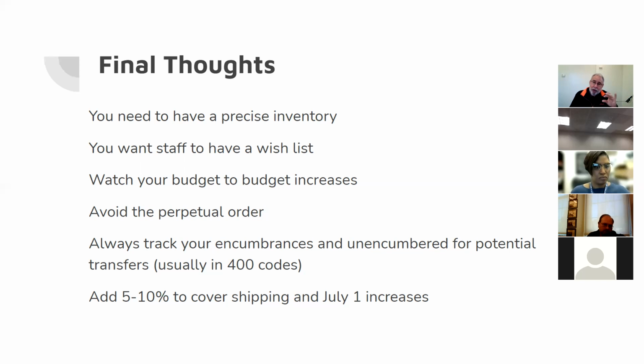So make sure you find a way to look at your encumbrances and unencumbered budgets. And then you want to add 5 to 10% to each PO to cover shipping and any possible July 1 increases. So if you get an item that's 1,000, add $50 to it or $100 to it for potential shipping.